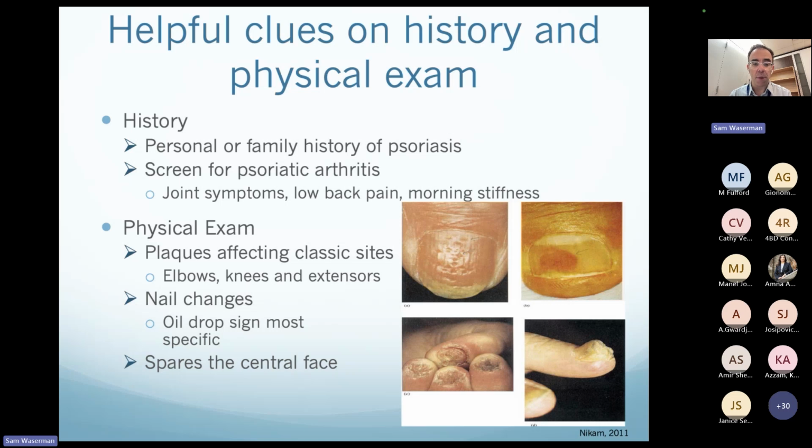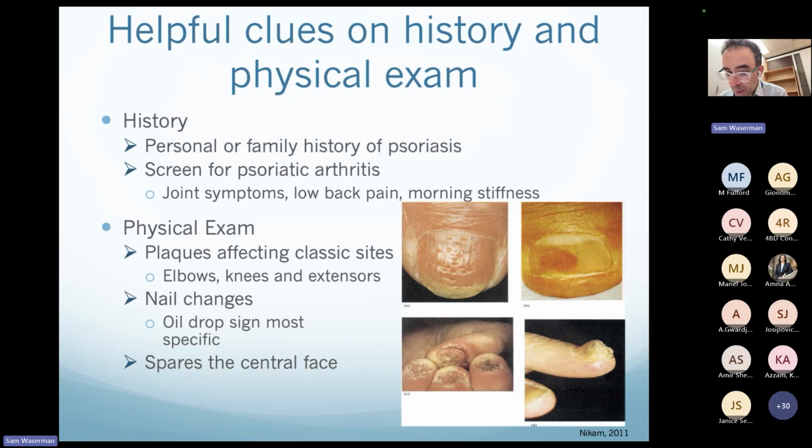Always important to screen for psoriatic arthritis. So I typically ask about joint symptoms, low back pain, and morning stiffness. If so, how long? Is it better or worse with activity? And then physical exam, plaques affecting the classic site, so the extensors, most commonly the elbows and the knees. And then also important to look at the nails.